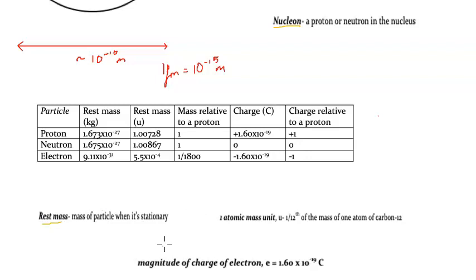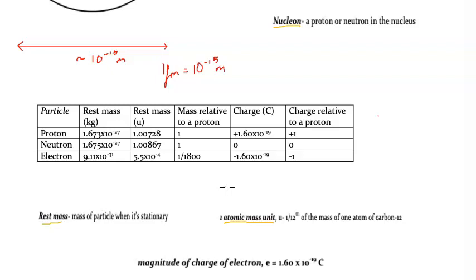This rest mass is given in kilograms, which is the SI unit for mass, SI being a French abbreviation, which translates to the International Standard Units. The rest mass is also given in atomic mass units, and 1 atomic mass unit is defined as 1/12 of the mass of 1 atom of carbon-12, and it's sometimes convenient to use a smaller unit of mass because these particles are very small, and as you can see, the value of their rest mass in kilograms is incredibly small.